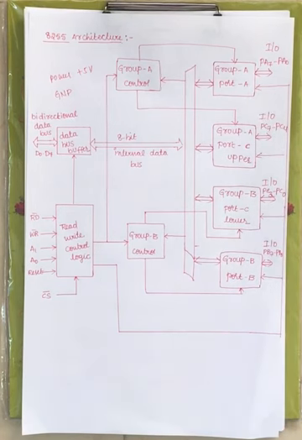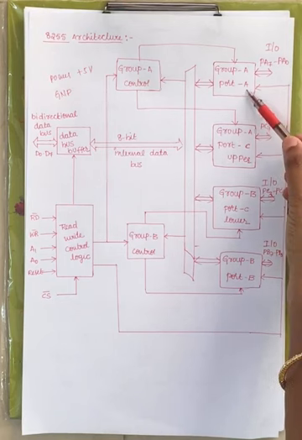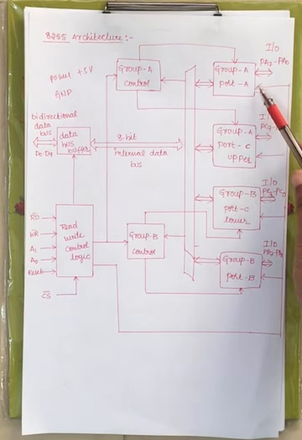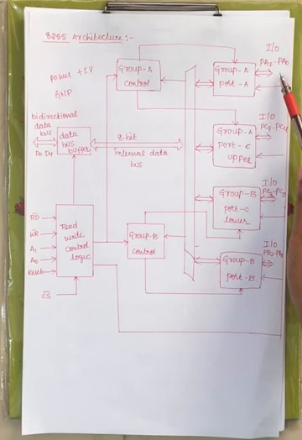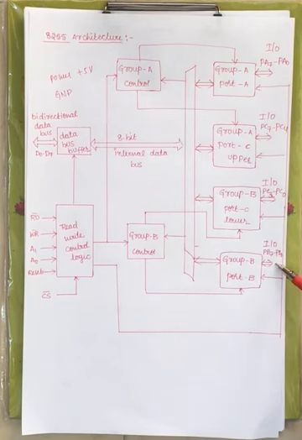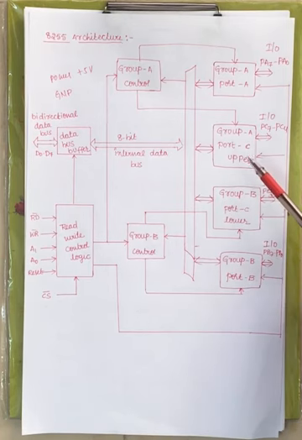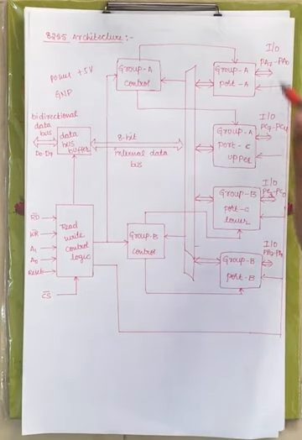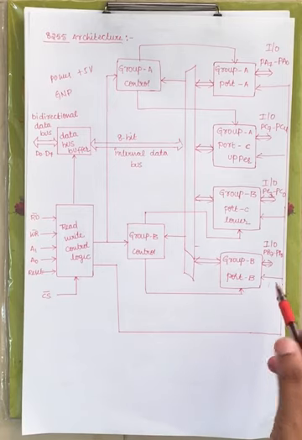8255 has 3 ports, port A and port B, and port C is categorized into port C upper and port C lower. Each port has 8-bit IO lines. Port A has 8 IO lines, PA0 to PA7, and port B has 8 IO lines, PB7 to PB0, used for input output operation. Port C has 4 IO lines under upper and 4 IO lines under lower. These are the 24 IO lines.